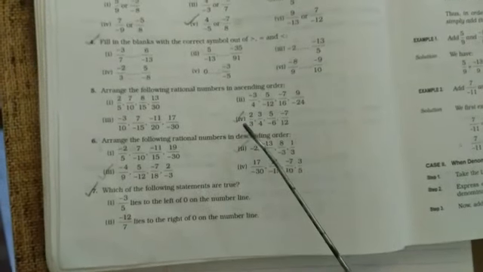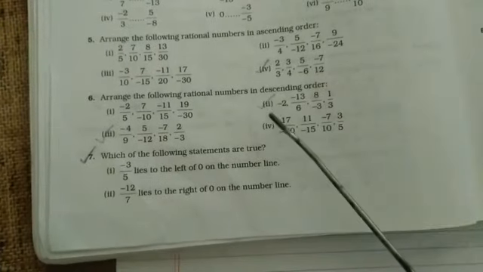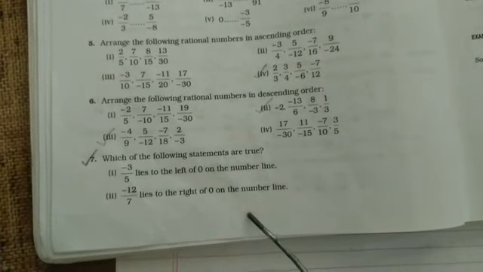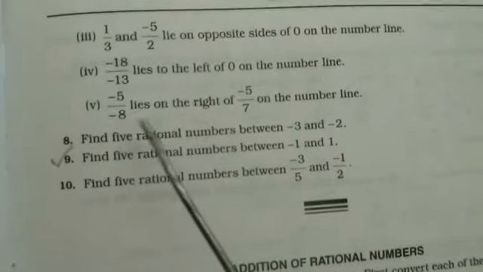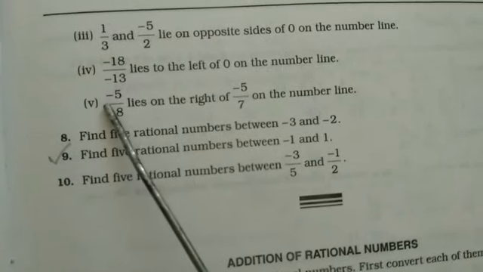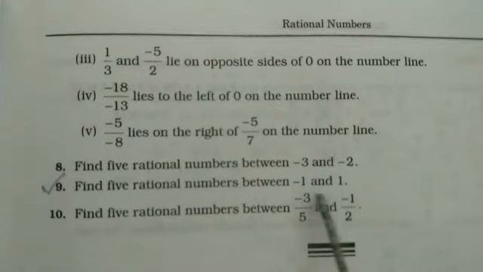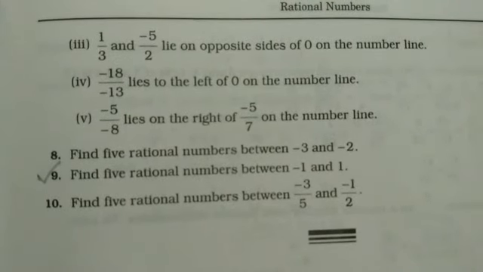Question number 5, arrange the following rational numbers in ascending order: question number 4. Question number 6, arrange the following rational numbers in descending order: question numbers 2 and 3. Question number 7, which of the following statements are true? Do all the questions. Do this question also, 3, 4, 5, true or false. Then question number 9, find 5 rational numbers between minus 1 and 1. Do all the questions in a notebook with the proper heading and exercise number.